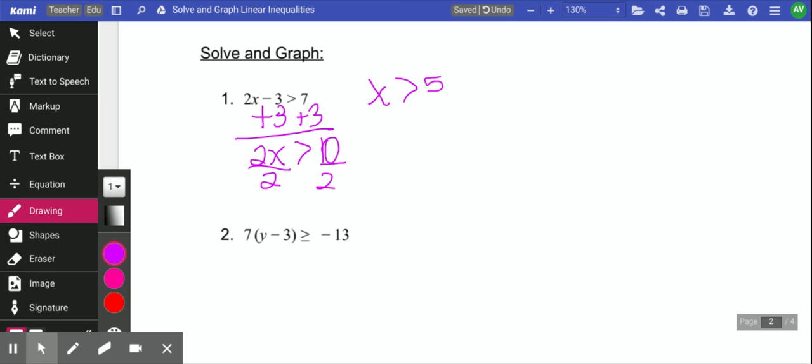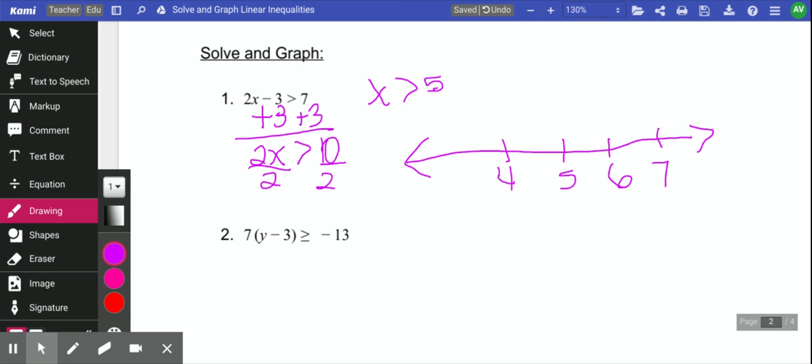There is no need for me to flip the sign because I did not multiply or divide by a negative number. Okay, so now I make my number line to graph my answer. 5 goes right in the middle because that's my target value. This is one from here. And to the right, the numbers get larger. To the left, the numbers get smaller.